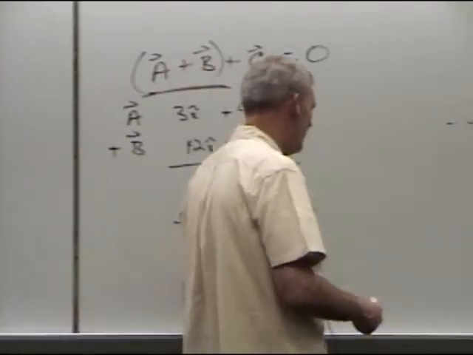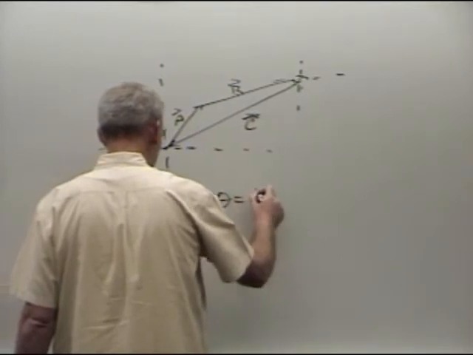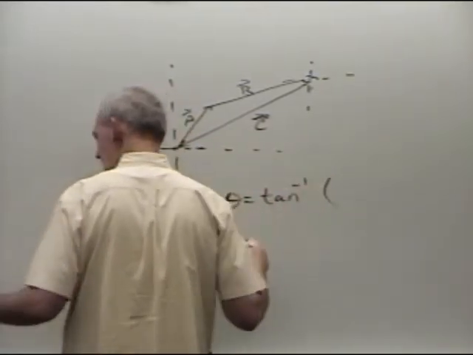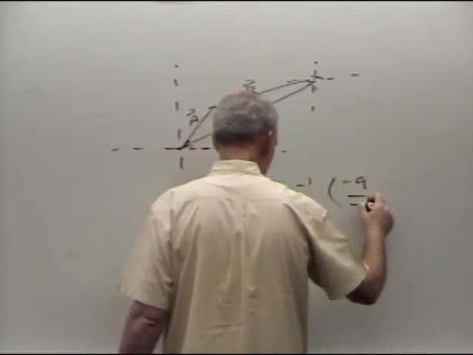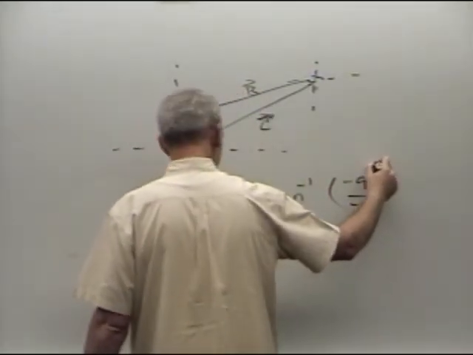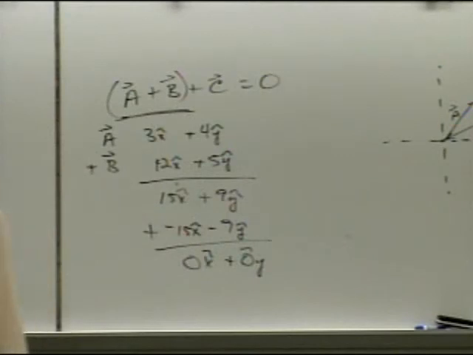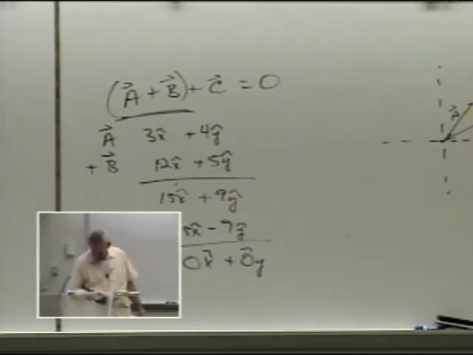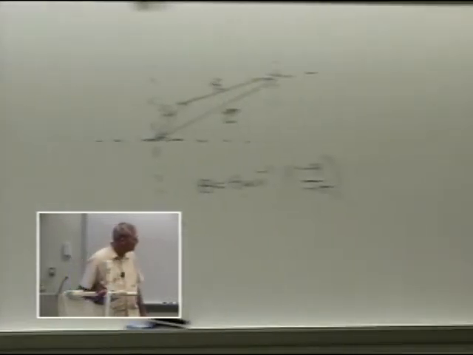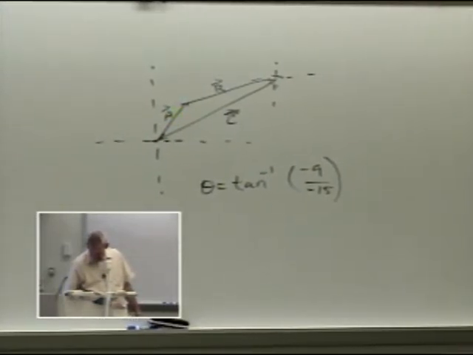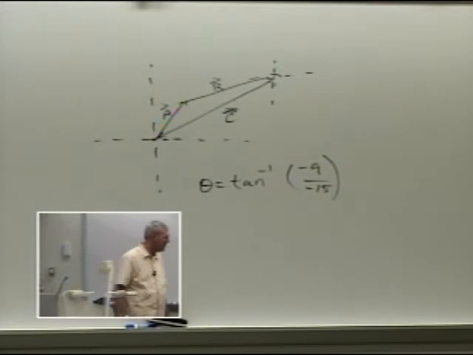And the angle would be kind of tricky. What you'd have to do to find the angle is go theta equals the inverse tangent of negative 9 over negative 15, right? Yeah. And your calculator is going to come up with a positive angle, but you'd have to know that that would be considered south of west. Okay? So that angle is going to be the inverse tangent of negative 9 divided by negative 15. That would give me about 31 degrees.